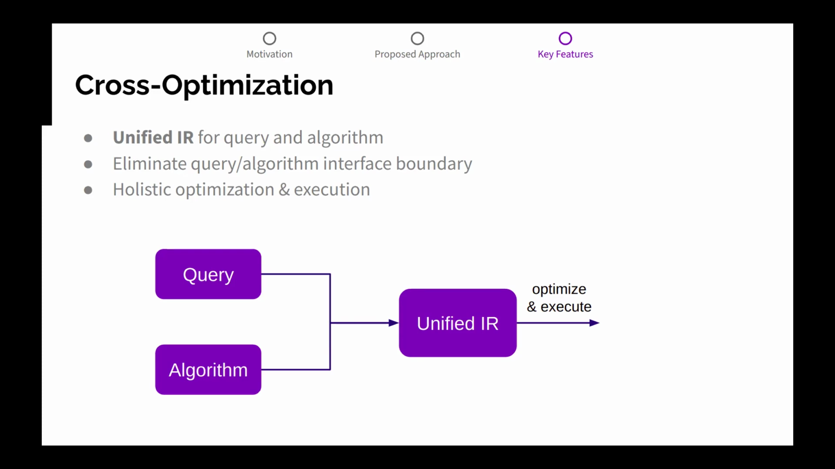And after this unified IR, because there's no more difference, we actually have a unified optimization and execution pipeline. So any optimizations that are available to queries are also immediately available to algorithms. And there's no runtime cost to exchanging data between query and algorithm because they are one and the same thing.